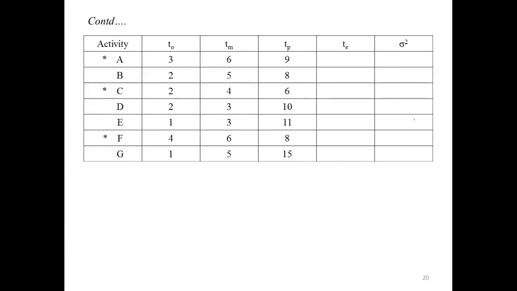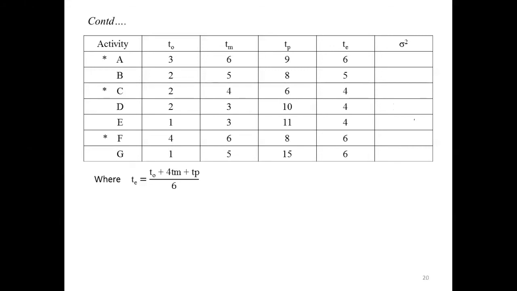Then next, to calculate the TE value, you have the formula TE equals (T naught plus 4 TM plus TP) by 6. If you substitute the values, for activity A you will get 6. Similarly, for the other activities, if you calculate, you will get 5, 4, 4, 4, 6, and 6. That is for activity G.